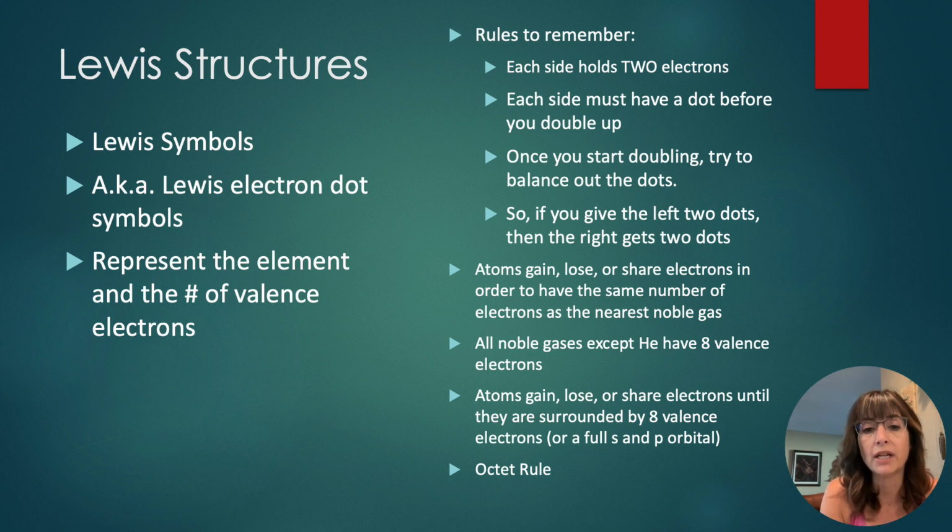Atoms gain or lose electrons to hit what's called the octet rule. They want to get to 8. Keep in mind there are some exceptions. There are some elements that love to have 10 electrons around it, like P. There are some that will take 12 around it, like S. So just know that there's some exceptions to this rule.